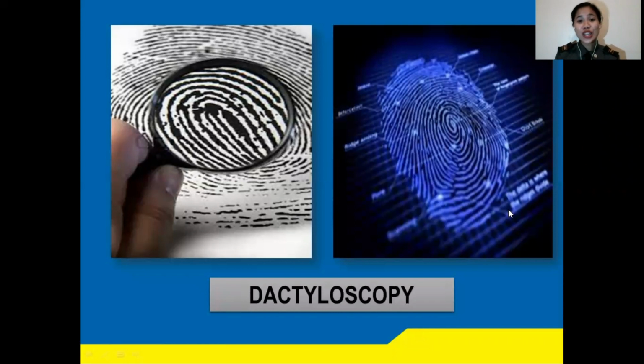Alright, let's continue our discussion with the word dactyloscopy. As you can see in our PowerPoint presentation or in the picture, that is a fingerprint being examined. And by examining the fingerprint, you will know every detail of it. Even the simple or very small details of a fingerprint can be known through examination.